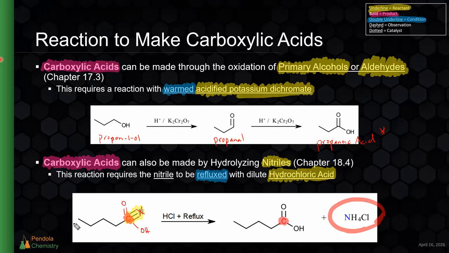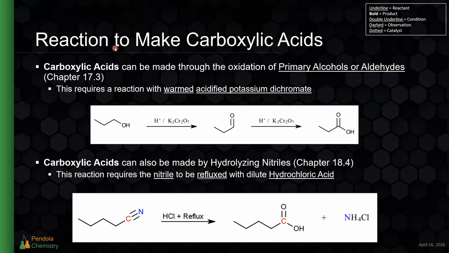So the number of carbons on the chain doesn't really change. We have 1, 2, 3, 4, 5. Let me number them. 1, 2, 3, 4, 5. And then in this carboxylic acid, we have 1, 2, 3, 4, 5. So we go from nitropentane to pentanoic acid. So 5 carbons, 5 carbons. We don't add any carbons. We're just exchanging the triple bonded nitrogen for a double bonded oxygen and an OH to create the carboxylic acid in this reaction. We'll look more at the mechanism and how this reaction happens exactly in chapter 18, section 4 later on.